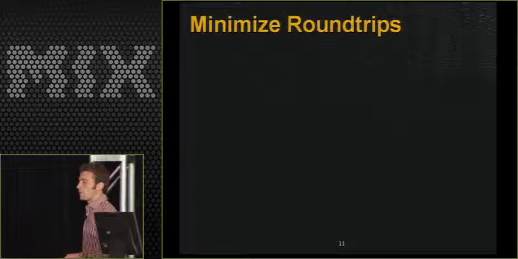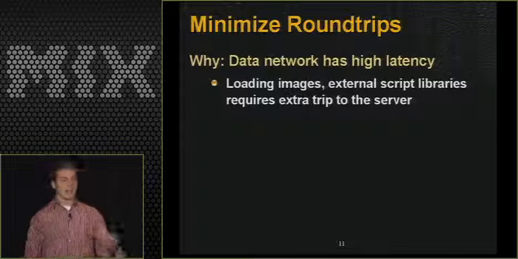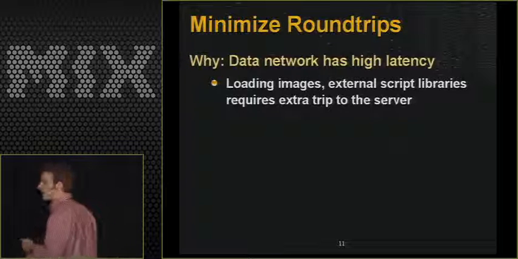So the first design pattern we want to talk about is minimizing the number of round trips. So we're going to give you the why, an example, and then how on each of these. The data network usually has a very high latency.